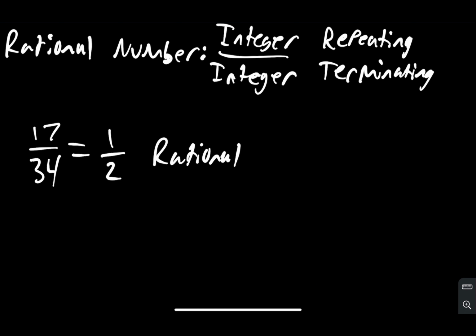So now we just determine if it's repeating or terminating. Well, 1/2, if you put it in your calculator, it's going to give you 0.5. 0.5 ends at this 5. So therefore, the behavior is going to be terminating.